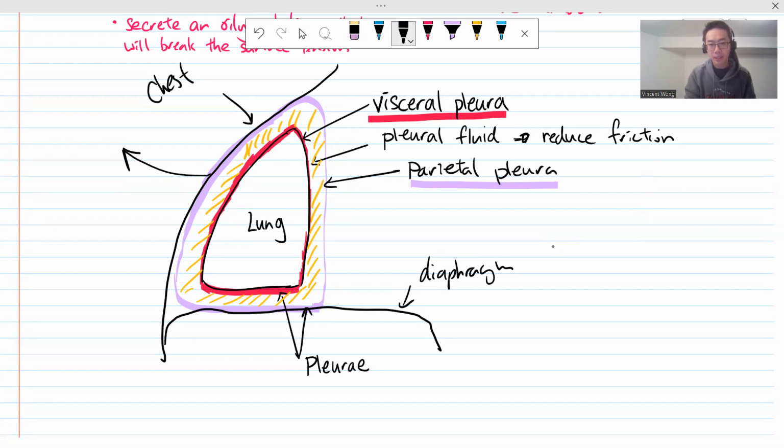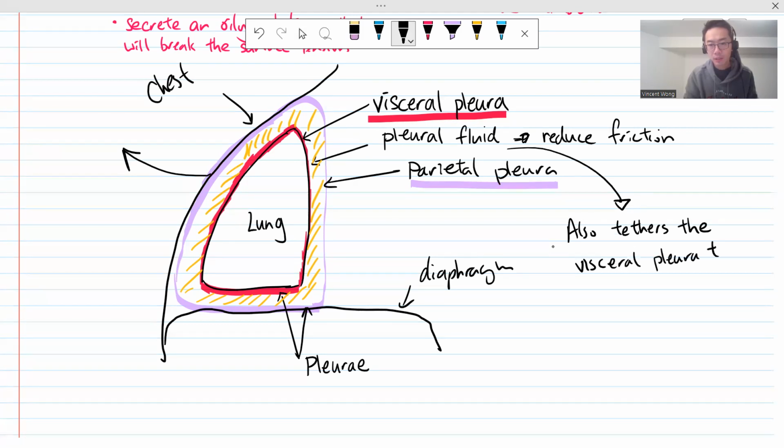okay, here I'll make another point. It also tethers the visceral pleura to the parietal pleura. Tether means connected to each other, right? In other words, when the purple layer moves, the red will move with it. Okay, so that's important.